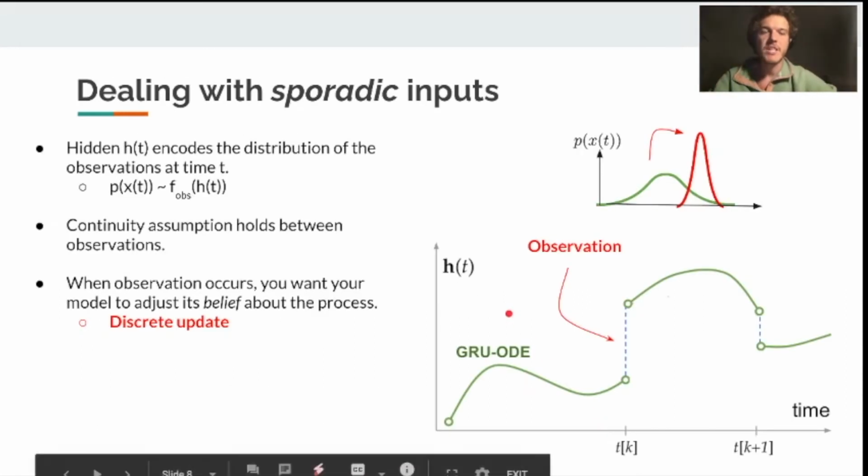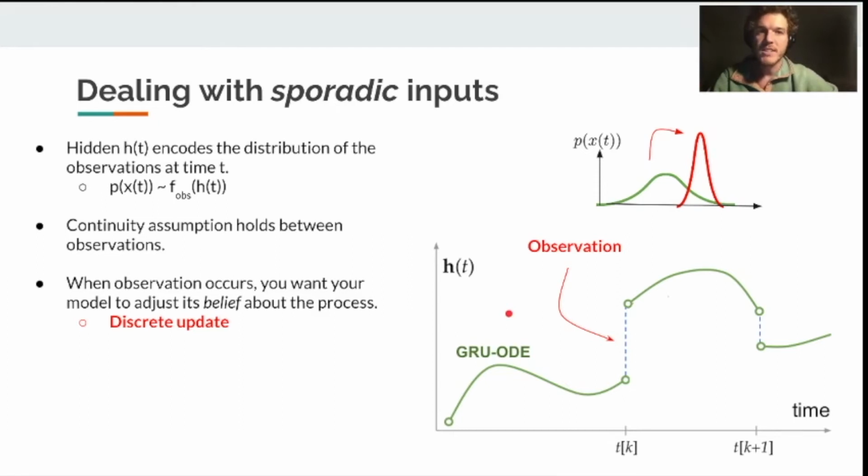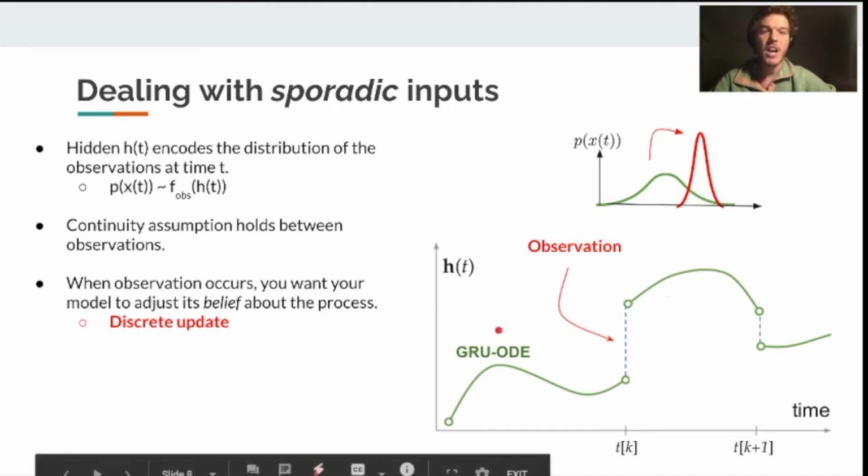So how do we actually deal with sporadic time series? Our approach works similarly to an RNN, with a hidden process on which the observations are conditioned. So you have here the probability of X depending, with some mapping, on the continuous process h(t). The novelty compared to a standard RNN is that the hidden process is continuous, and that will allow it to vary between observations. And it will vary according to an ODE, which is obviously a GRU-ODE as we just described. And similarly to an RNN, when you reach an observation, we update the hidden process with discrete jumps.